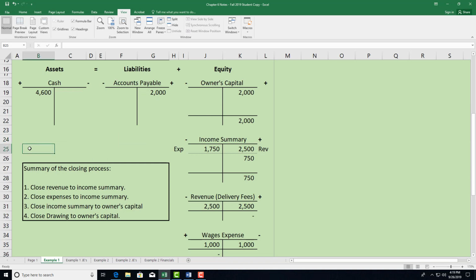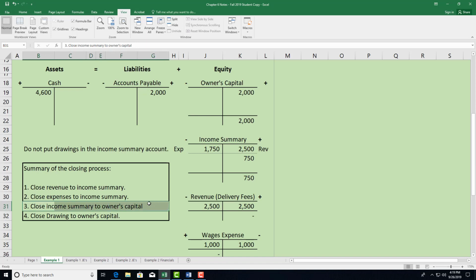In fact, that's worth writing down here. Do not put dividends, or drawings, I should say. Do not put drawings in the income summary account. Drawings are called dividends if the business is a corporation. So sometimes I might accidentally say the word dividends, but we do not put drawings in the income summary account.